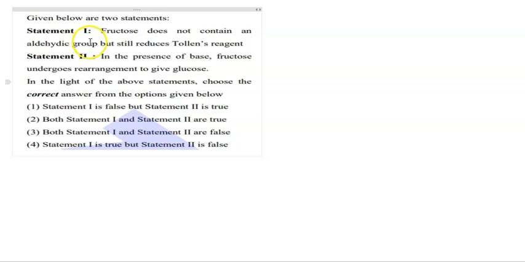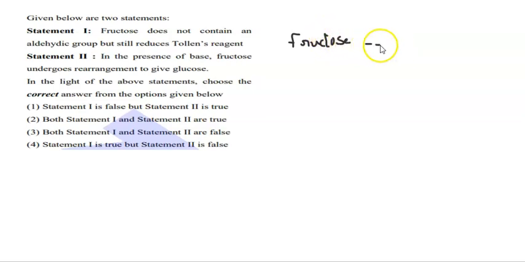So here two statements are given. Fructose does not contain any aldehyde group but still reduces the Tollens reagent. So we know that fructose is a best example of reducing sugar. What is meant by reducing sugar? The carbohydrate that can reduce both Tollens and Fehling reagents is called a reducing sugar. Fructose is a reducing sugar. So statement 1 is correct.